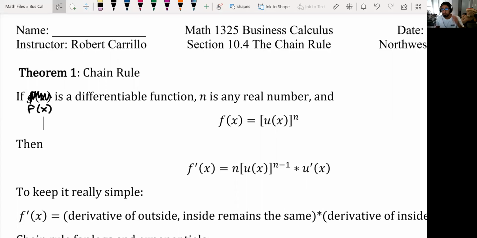All right, hello everybody. This is 10.4, the chain rule. So just another derivative rule to make complicated functions easier to take a derivative of.